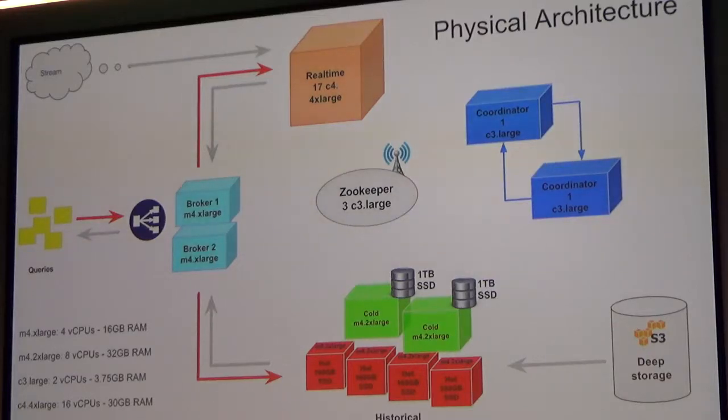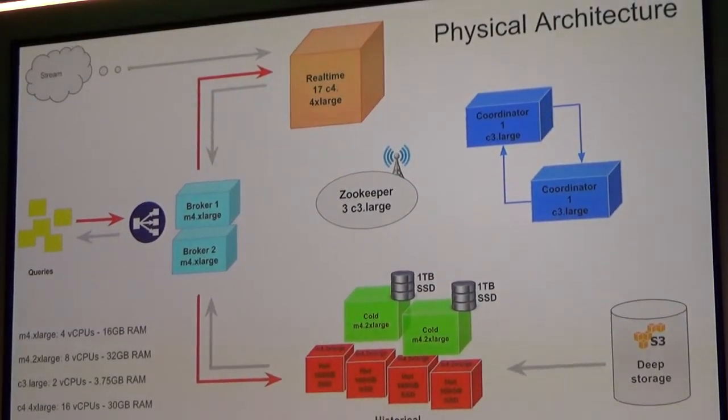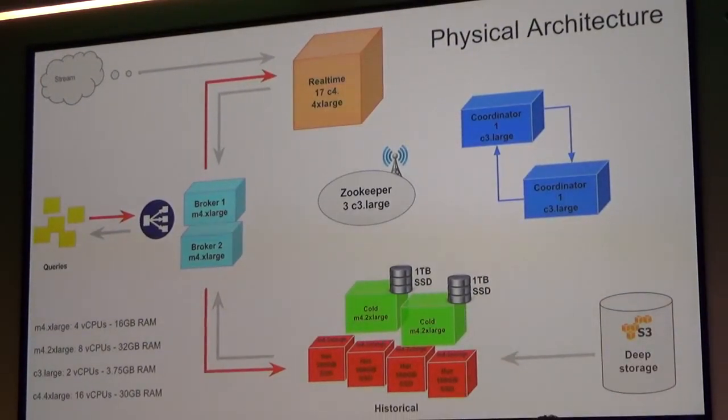This is the physical architecture of our Druid cluster at GumGum. We have two brokers, M4 X large with 4 CPUs and 16 GB of RAM. You need computational power for your broker because they are not only query routers, they also merge the results they get back from your workers. You want memory if you cache your queries. We don't do that at GumGum, so maybe we could use a C4 X large or something like that with the same amount of CPUs but less memory, because we are not using that much right now.